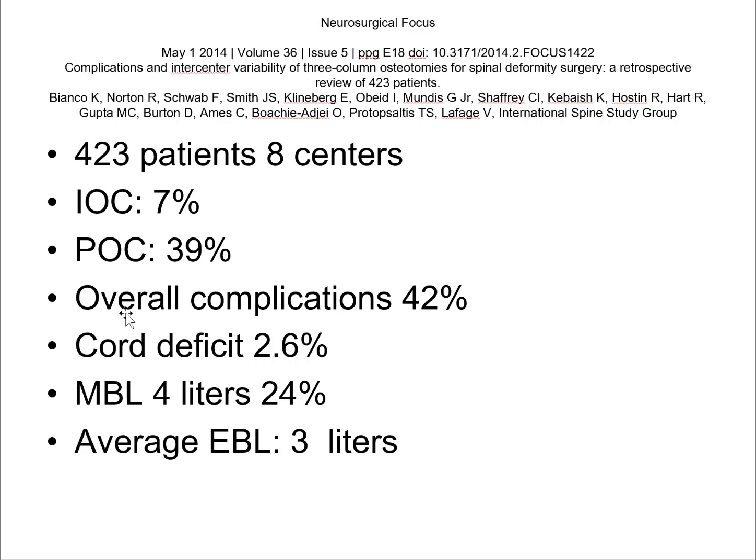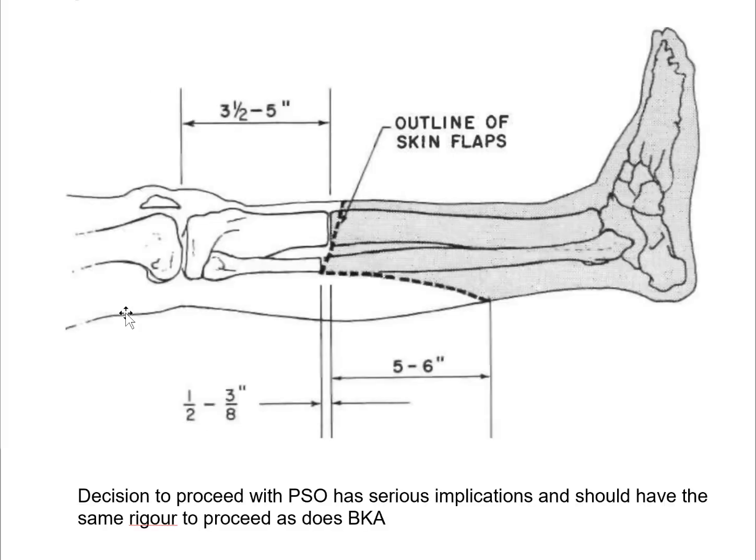Spinal cord deficit, 2.6%. Major blood loss, over 4 liters. Remember, the human body only has 5.6 liters. Is 24%. So a quarter of these patients lost over half of their blood volume. And the average blood loss was 3 liters.